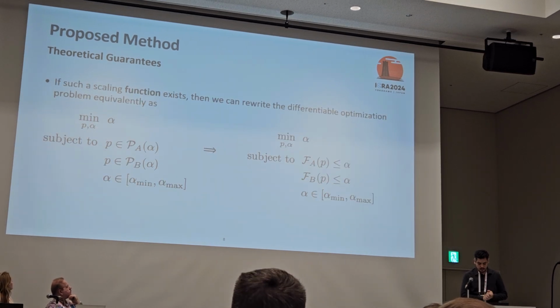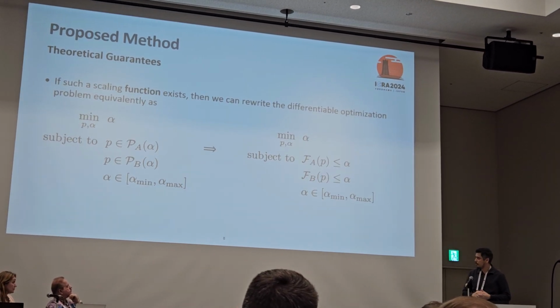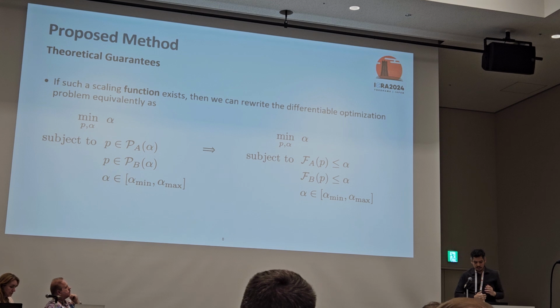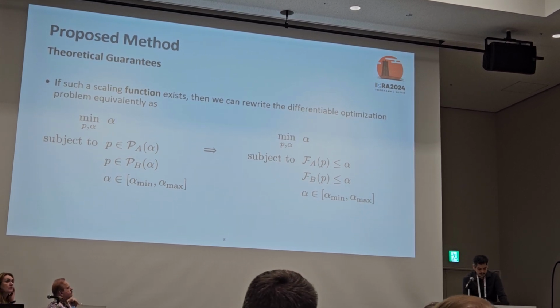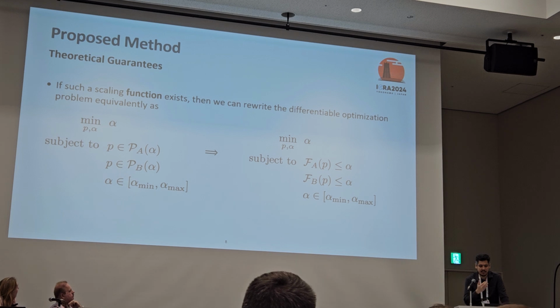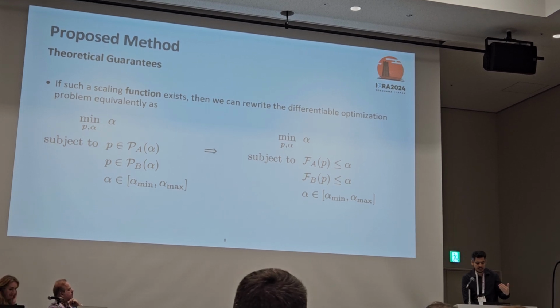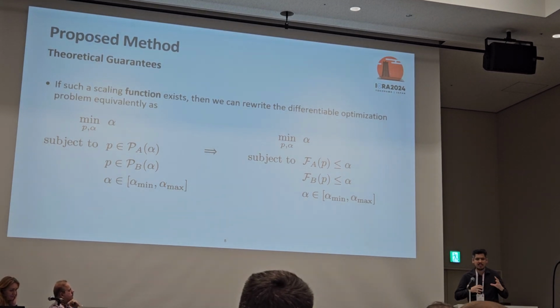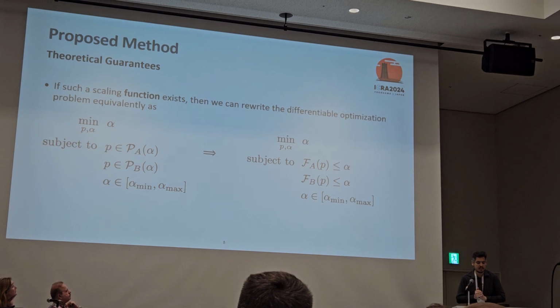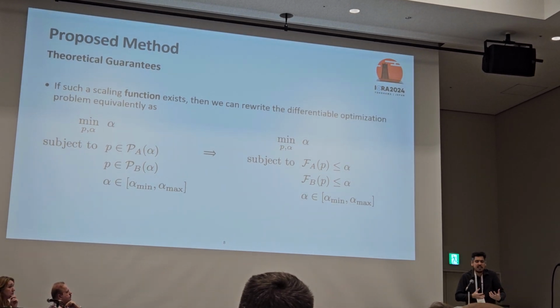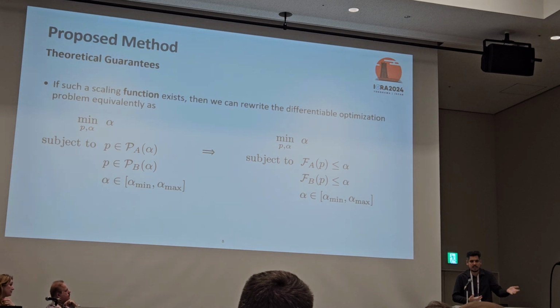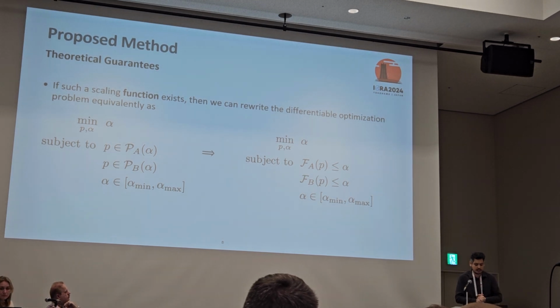But to do so, we need to go back to the optimization problem. To the left here, you see the original optimization problem that I showed. And we can see that it is described using a set language. So P should be inside the set PA alpha, which is essentially the scaled version of the original set A. And the same should hold true for the set B as well. But this is in set notation, right? So P should be inside the set, and P should also be inside the other set.